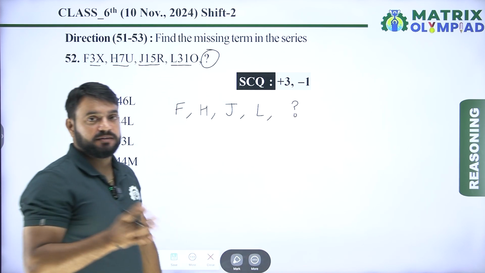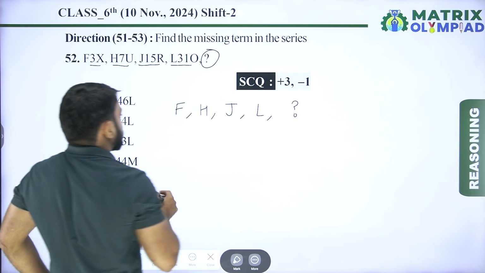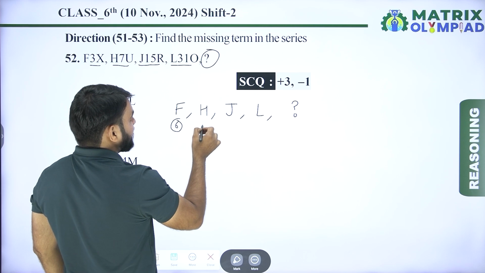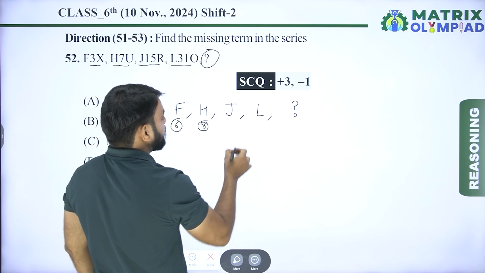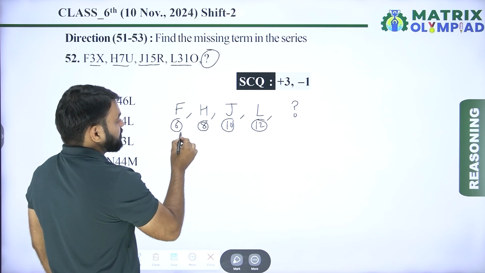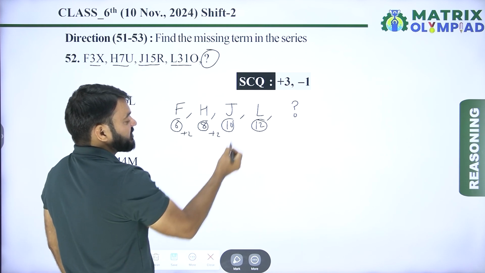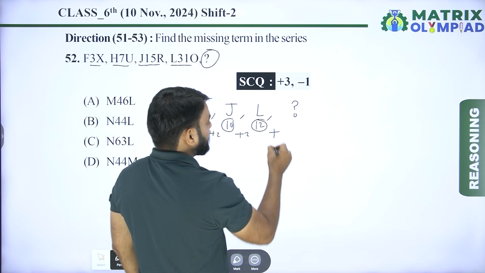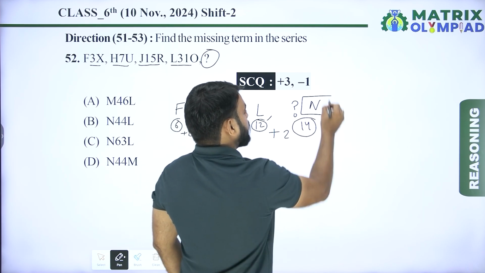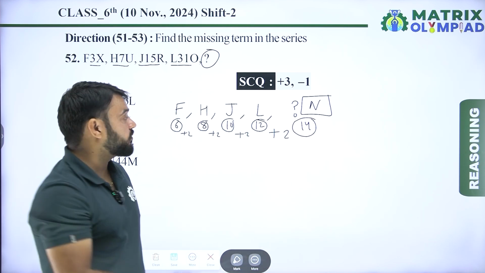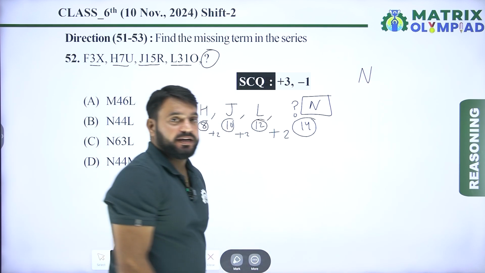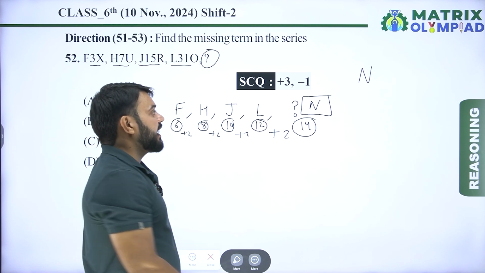So find the pattern of the series. The place value of F is 6, the place value of H in the English alphabet is 8, of J is 10, of L is 12. So the pattern is 6 plus 2, it means 8, 8 plus 2 means 10, 10 plus 2 means 12. Similarly, 12 plus 2 means 14, and 14 means N, because the place value of N in the English alphabet is 14. So the first alphabet of the missing term is N.